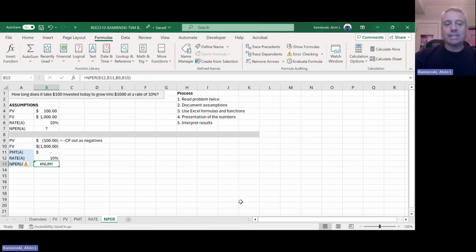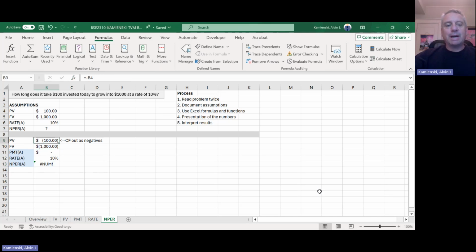So let's see if we can diagnose that problem. One of the nice things about doing this is that once I have this formula in here, if I just click back on formulas and then insert function, it will bring up all of our different inputs. So let's see if we did something wrong. What I'm seeing is that I have my inputs right: rate B12, payment B11, present value B9, and future value B10.